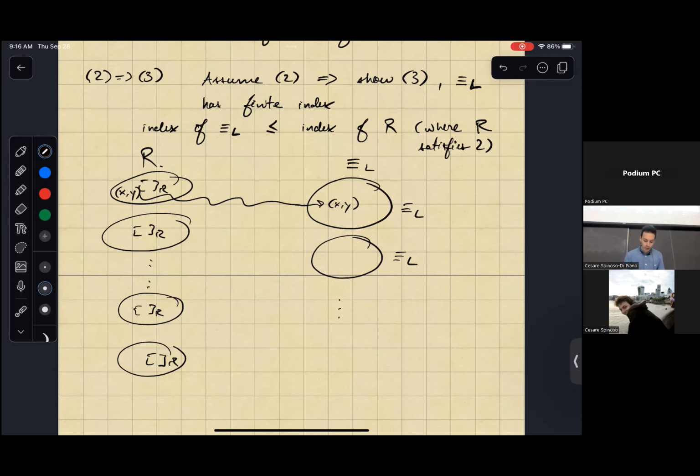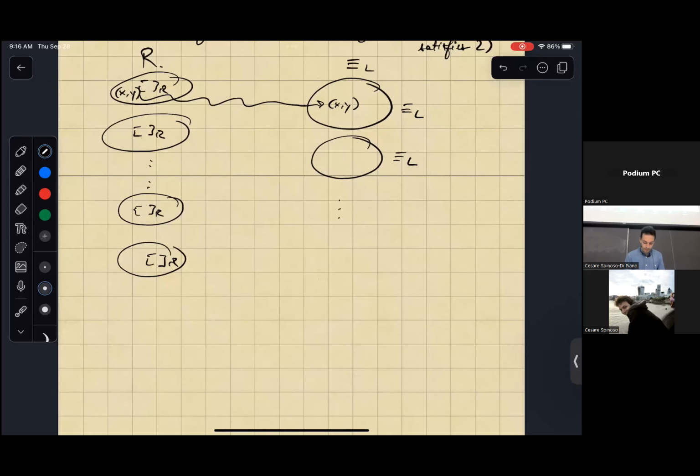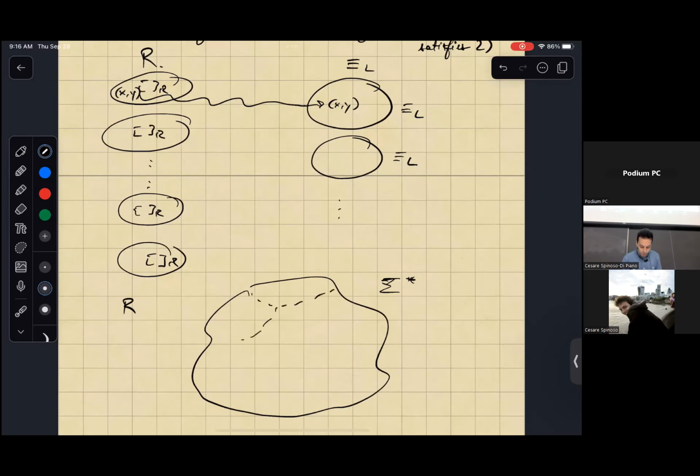Because if you picture it a different way, let's picture it a different way. This is sigma star. This is sigma star. Now consider the equivalence relation R. The equivalence relation R is very fine-grained. So it partitions sigma star very carefully. It's very careful in its partitioning. So it's a very fine-grained, very refined partition of sigma star.